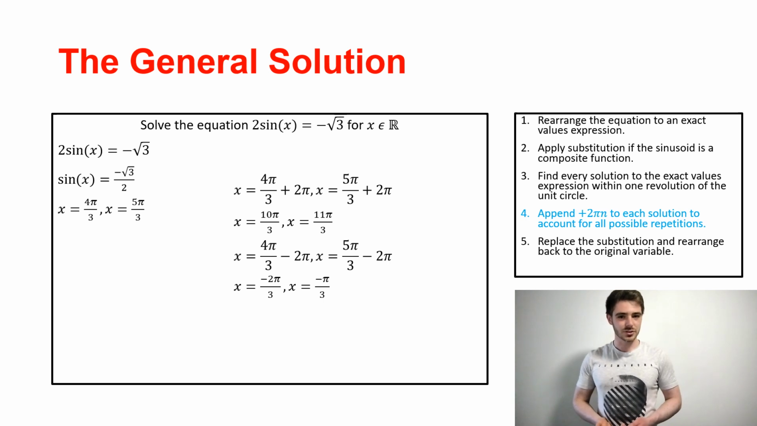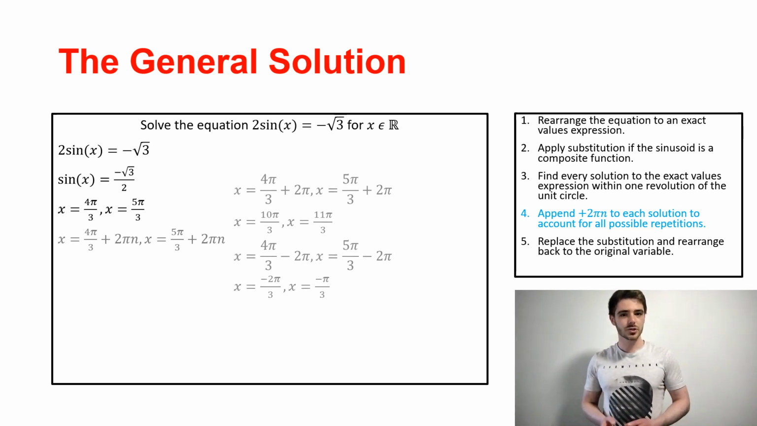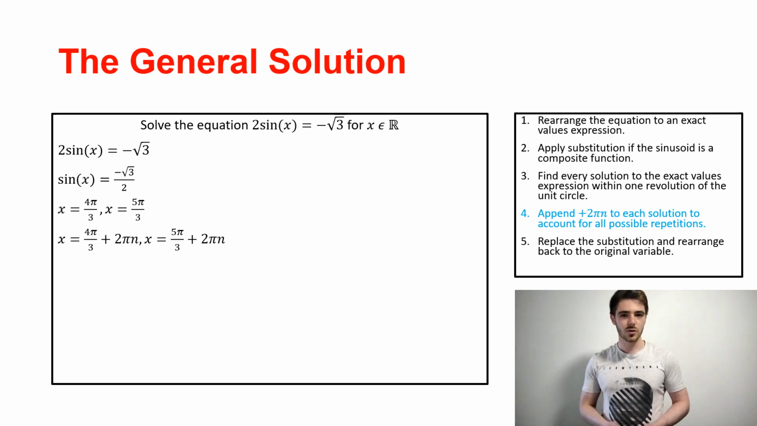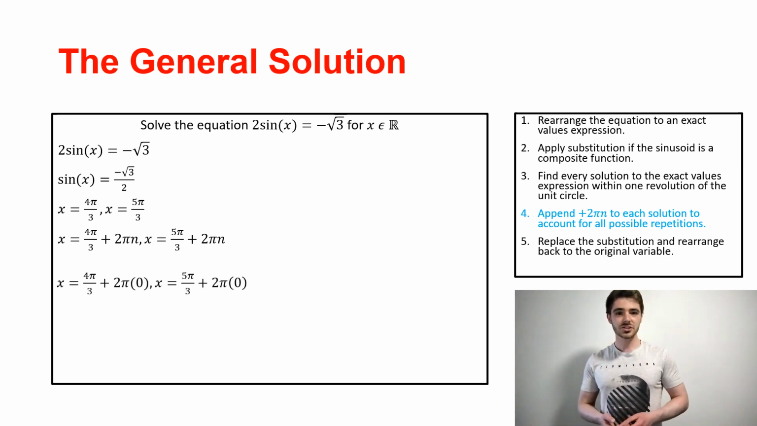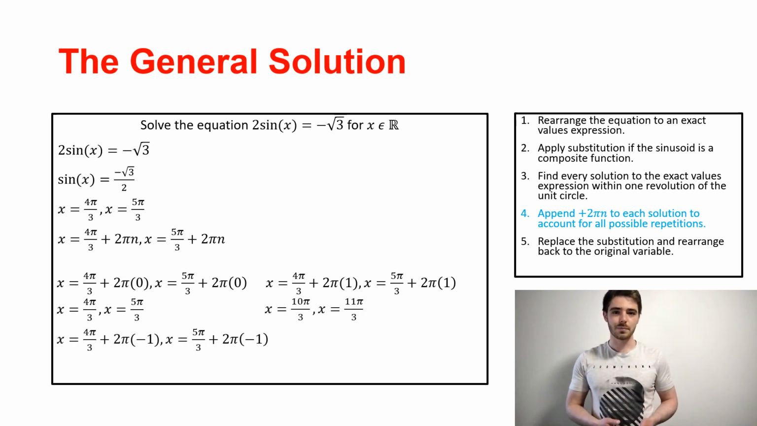Instead of writing every solution by hand until the end of time, what you can do instead is add 2 pi n to your previous solutions, where n is an integer that could be positive or negative. How does this work? Well, let's run through the scenarios. So if n equals 0, this just gives us our initial set of solutions. If n equals 1, this gives us what happens when we go around the unit circle twice. If n equals negative 1, then this tells us what happens when we go through the unit circle backwards.